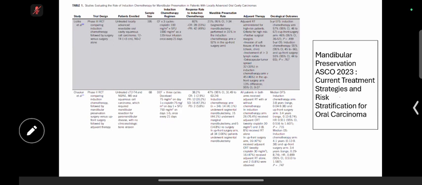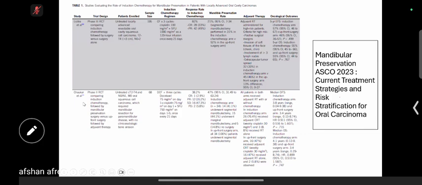They did not find any change in overall survival when comparing induction chemotherapy followed by surgery with surgery alone, but they found that more avoidable surgeries can be prevented with induction chemotherapy, so the mandible can be preserved in a few cases.